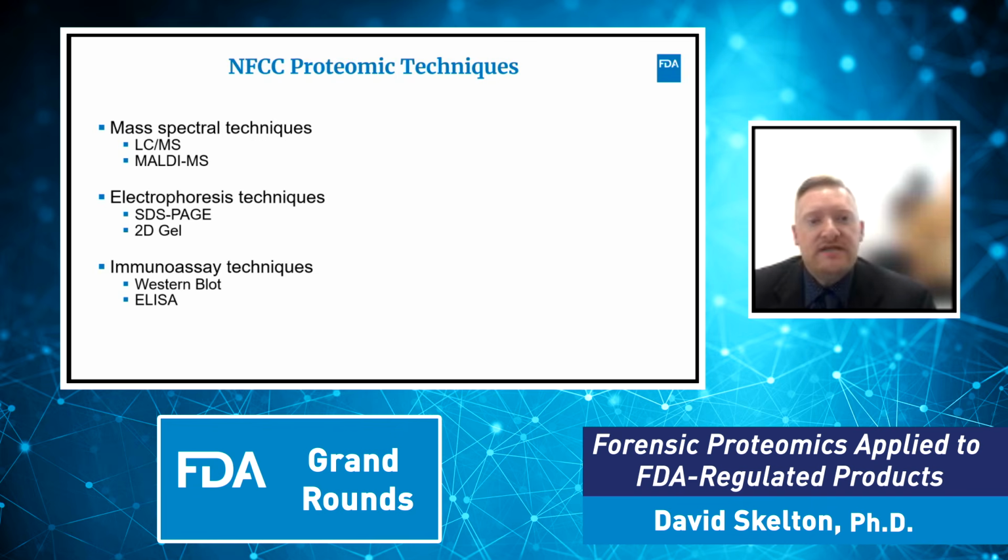We have mass spectral techniques, mainly using liquid chromatography mass spectrometry, or LCMS. We use these techniques to determine the unique amino acid sequence of the protein, as well as to identify any modifications to it. We also have electrophoresis techniques that use a polyacrylamide gel to separate and detect the proteins based on their molecular weight or some other physicochemical property. And we utilize immunoassay techniques such as Western blot and enzyme-linked immunosorbent assay, or ELISA, where the protein is detected based on its interaction with a targeted antibody.